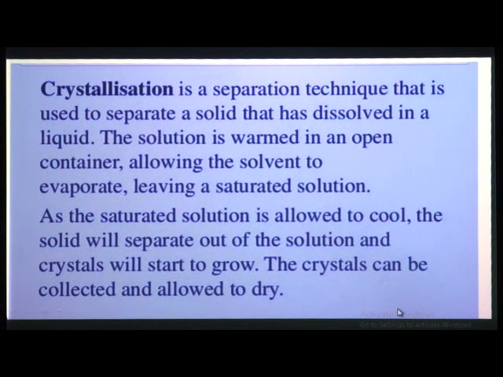So what do we have to do? We have to take that solution in which we added some solid substance in a liquid. We take that solution in a container, make it evaporate and leave it for saturation. Then as the saturated solution is allowed to cool, we make it cool, and then the solid substance separates from that liquid. This substance is called crystals. So a crystal is a pure substance, we can say.